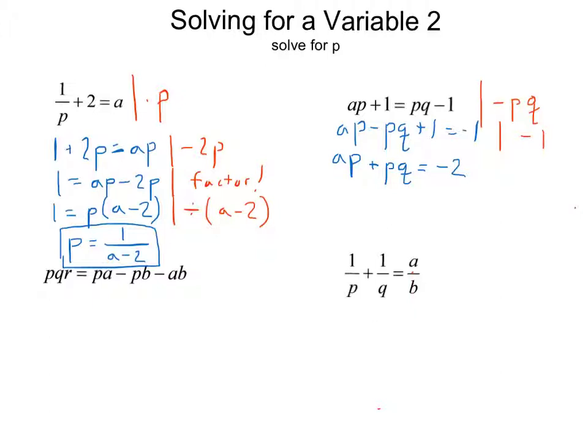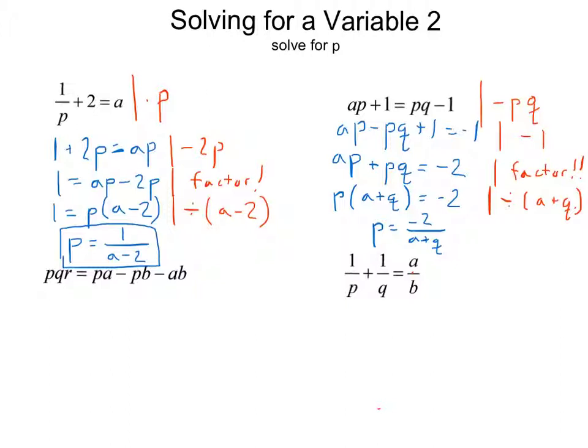We cannot meaningfully combine AP plus PQ, so the trick again is to factor out a P. Got it by itself. Now we will divide by that A plus Q. Voila. P equals negative 2 all over A plus Q.